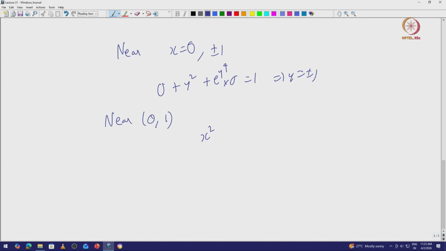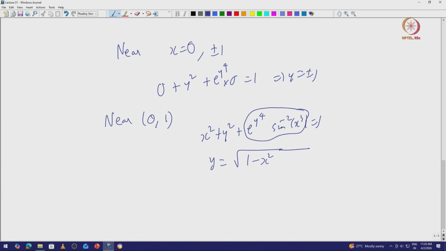So x square plus y square plus e raised to y sine square x cube equals 1. Suppose you want to solve for y, right? Had this term not been there, we could have simply written y as square root of 1 minus x square, but we have an error term, right? You will obviously have an error term.